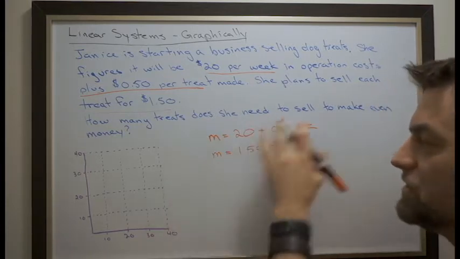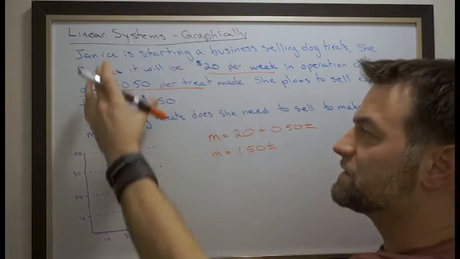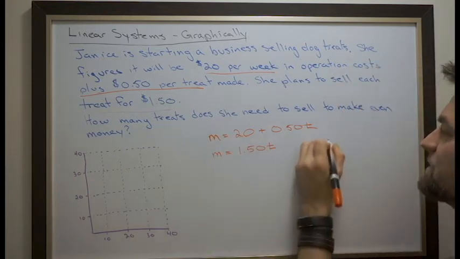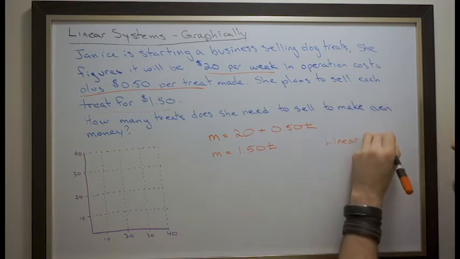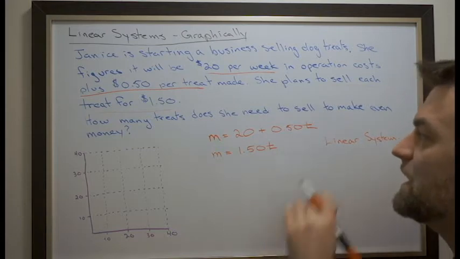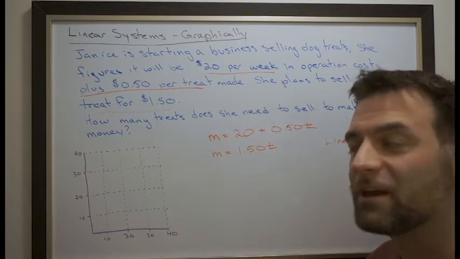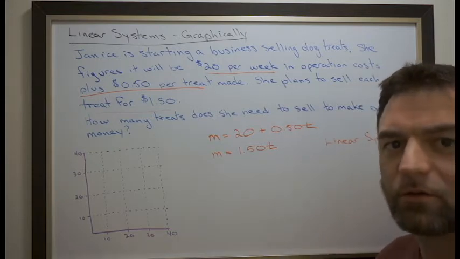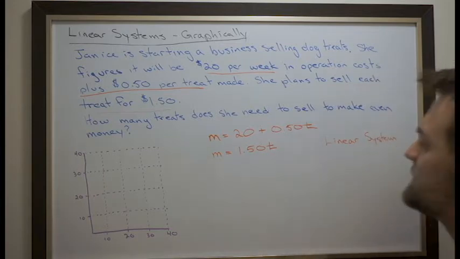Now, these two equations, as they stand, where we're interacting with the same question here, these make up what's called a linear system. So a linear system is a set of linear equations, two or more, that create the solution to a realistic situation. Or situation in general, it doesn't necessarily have to be realistic.